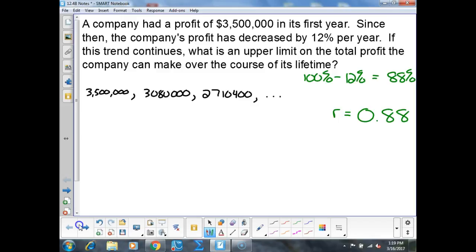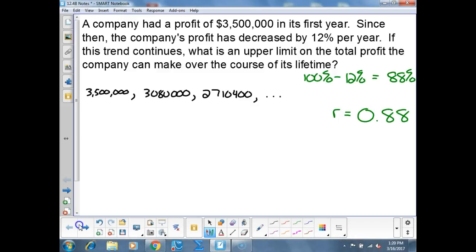Let's see. 3,500,000 times 0.88. What did I say? 50 years from now? Yeah. Actually, we're still making $6,663.75 50 years from now. Okay. So let's go 100 years from now. Now we're only making $11.16. Okay. All right. But when you think about it, what are we trying to find?